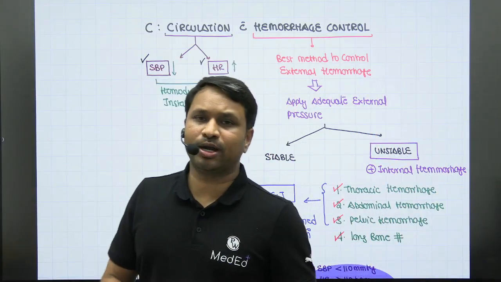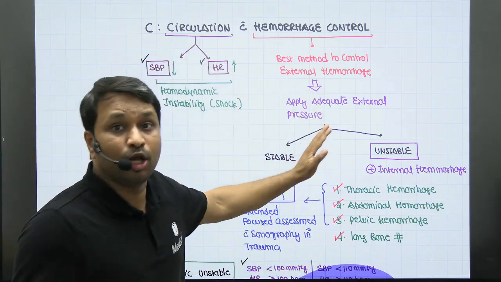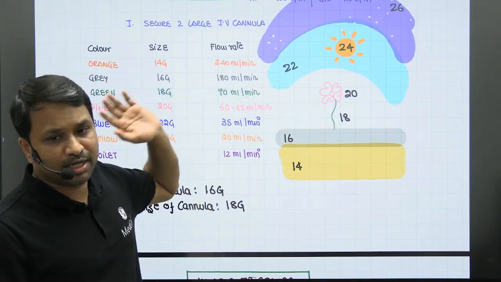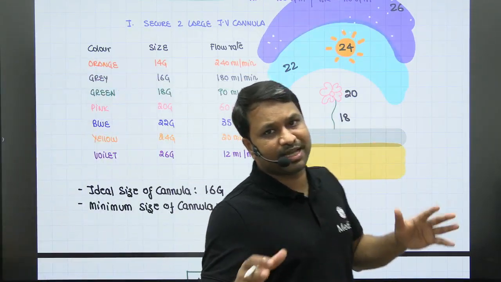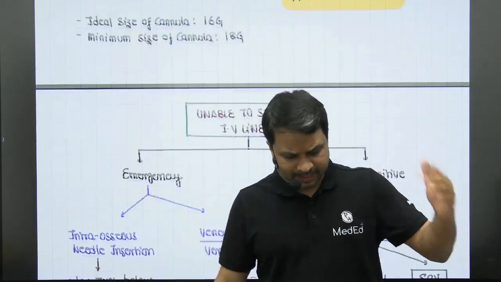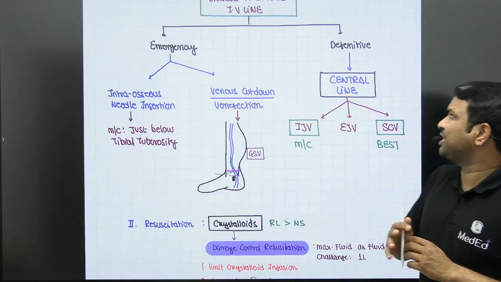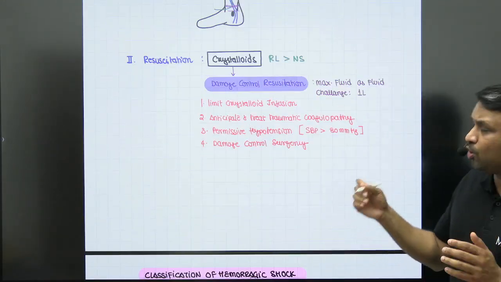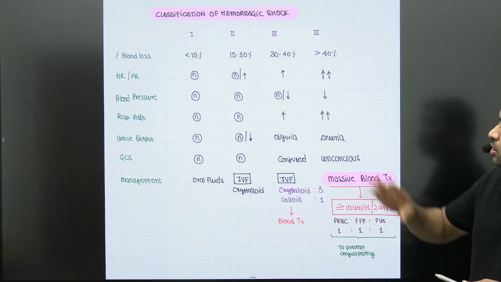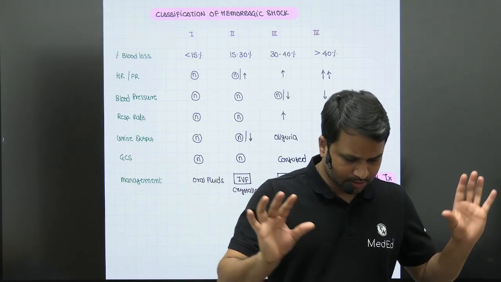How do you secure an IV line? How do you give fluid resuscitation? How do you decide what fluid to choose? How do you categorize it? What is the cannula color code? Everything we have designed is going to help us treat our patients. Emergency securing is there. We spoke about venesection, central lines, and resuscitation protocols. And then we did a detailed discussion on the classification of hemorrhagic shock and its components, right?